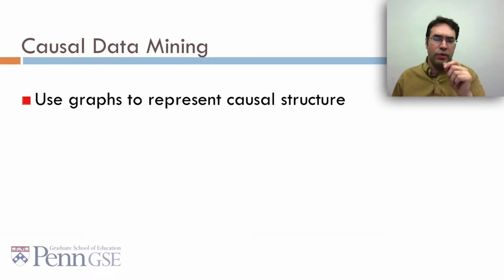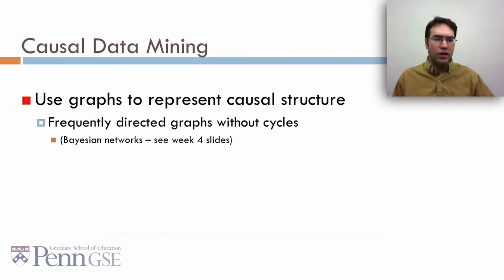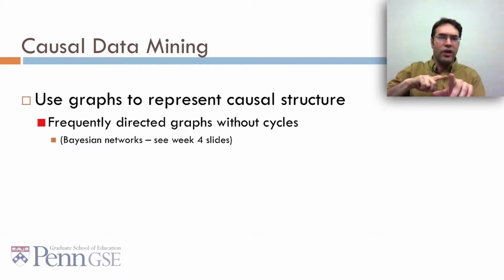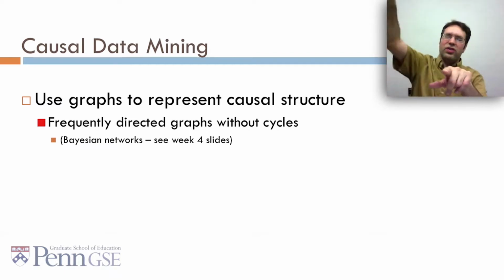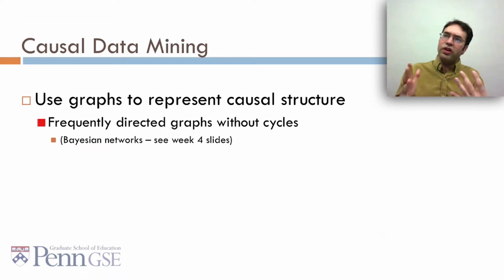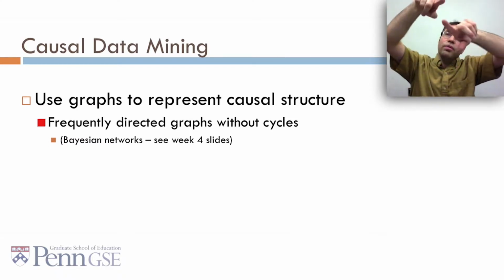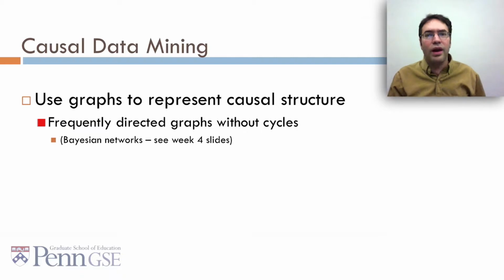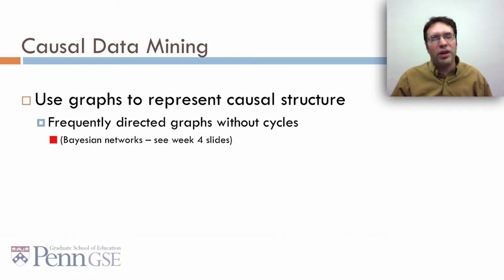In causal data mining, we use graphs to represent causal structure. And these are usually directed graphs, which means they have arrows on the links, without cycles, which means you can't have chains of causation. Now in the real world, you can have chains of causation, but boy, it makes it hard to model it. Typically when people want to look at chains of causation, they look at it as non-cyclic, directed links, but over time. And by the way, this may seem familiar if you're remembering the Bayes network lecture from week 4. It's the same mathematical framework.